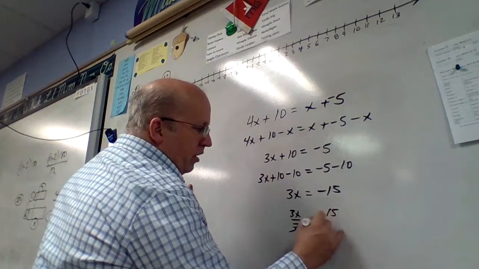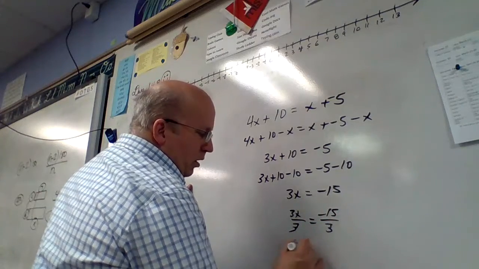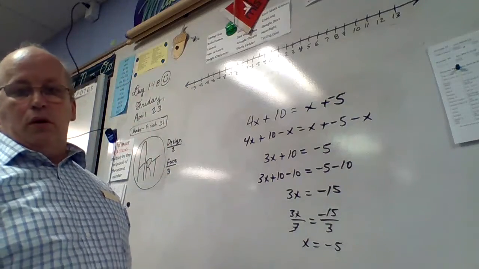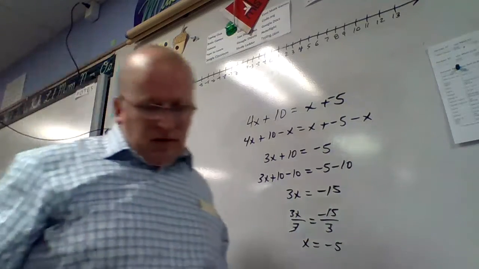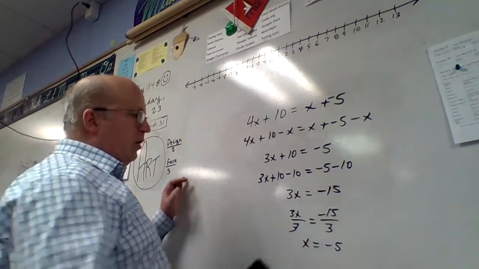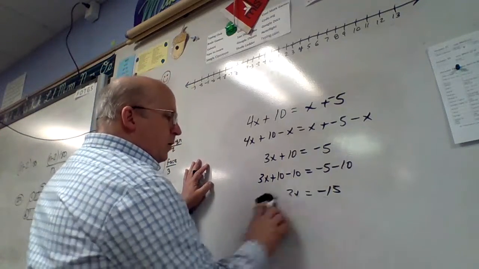And when I divide both sides of the equation by 3, I get an x value of negative 5. Hopefully that hits on the board. I think it does. So that's similar to 23. Similar to 23.